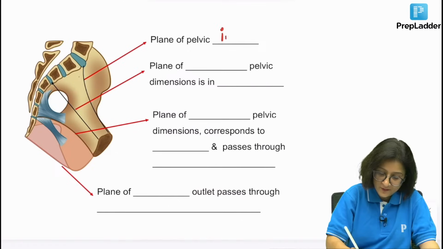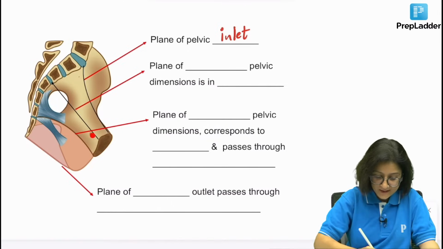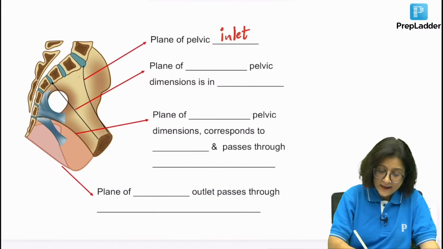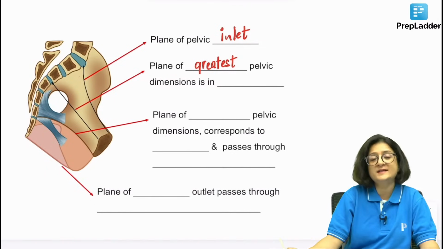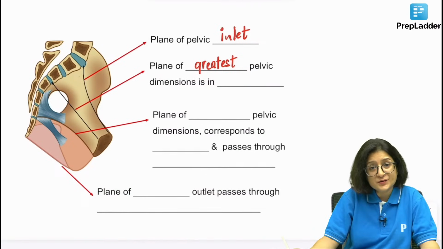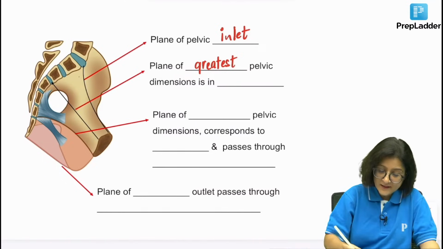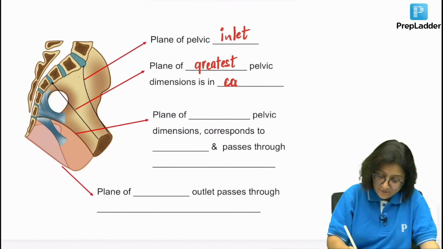This is the plane of the pelvic inlet, right? And this plane here is the plane of the greatest pelvic dimensions. You have to tell me, where is this plane of greatest pelvic dimensions? Which is the roomiest portion of the female pelvis? It is in the cavity, right?